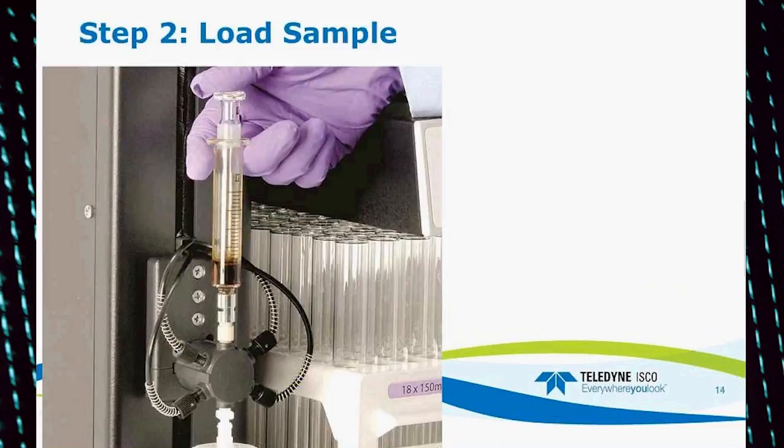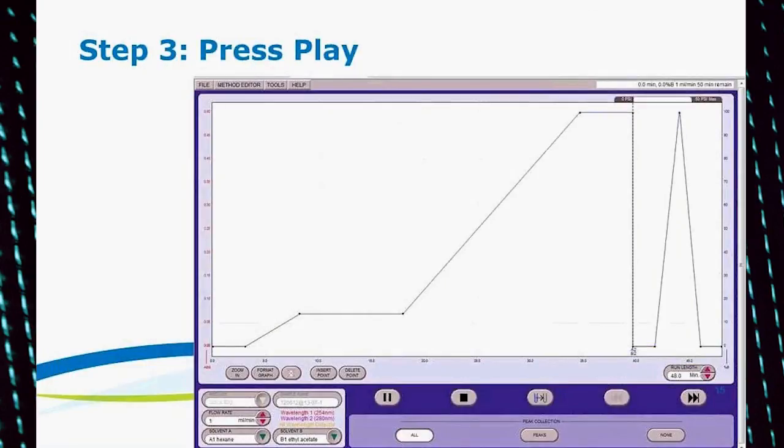Once you've determined that, the next step is to simply load your sample, either liquid load or connect up your solid load cartridge. And the third step is to press the play button. It's located down here. Right now this was running when we captured this screen, so it's a pause. Once you press that, your collection begins.